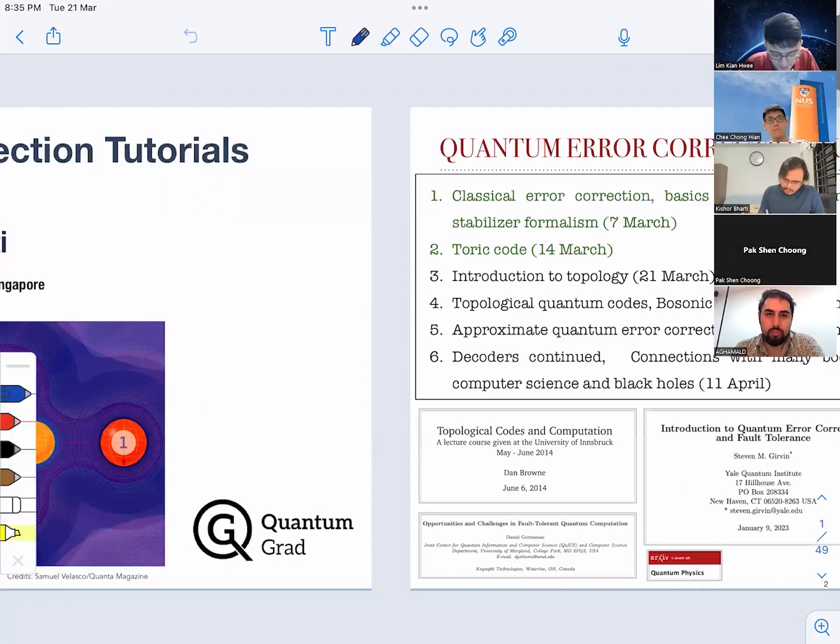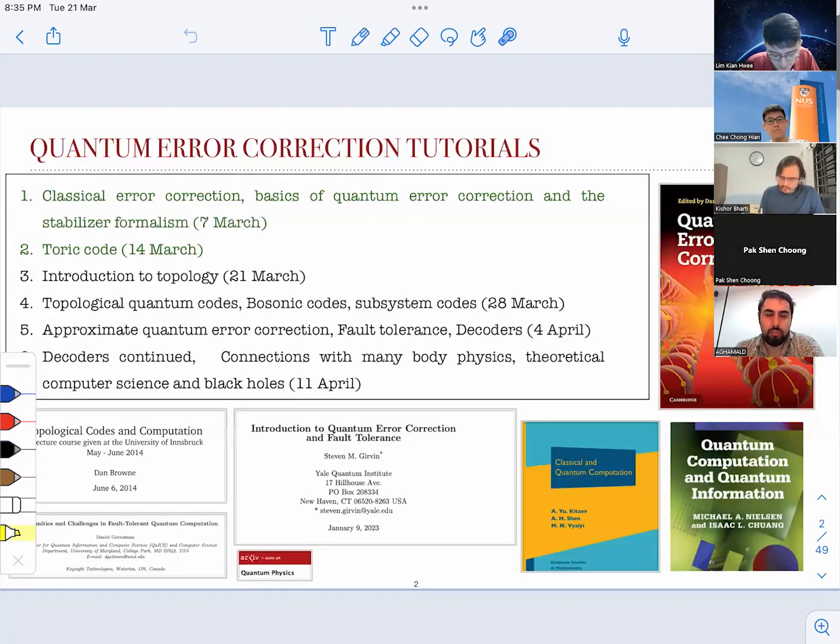So let's look at what we covered so far. We had a session on classical error correction, basics of quantum error correction, and the stabilizer formalism. Then we had a session on the toric code on March 14. And today we are going to talk about an introduction to topology. These are the references.